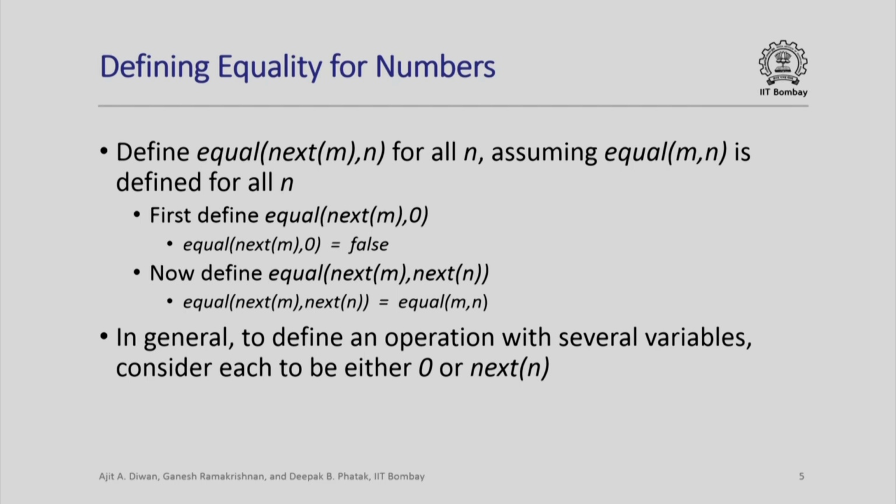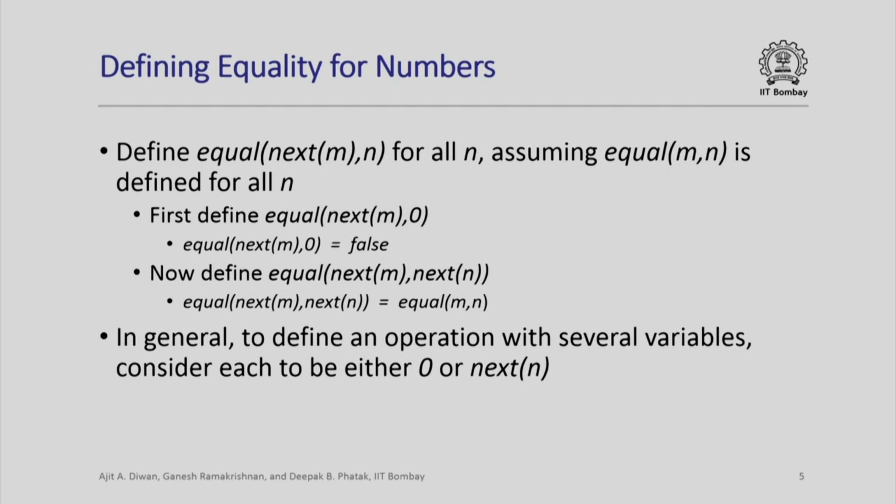And now we define equal(next m, next n). This by definition is the same as equal(m, n). And since we have already defined equal(m, n) for all values of n, this definition becomes clear and it is valid for equal(next m, next n). So, the next of two numbers is equal if and only if those two numbers are equal.